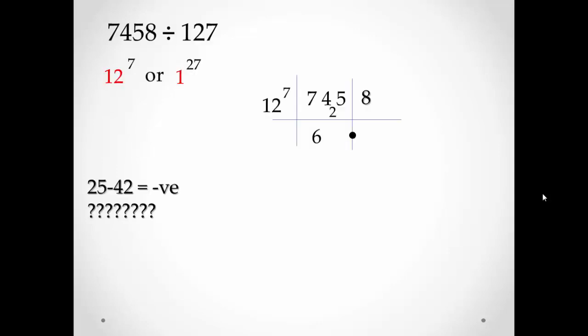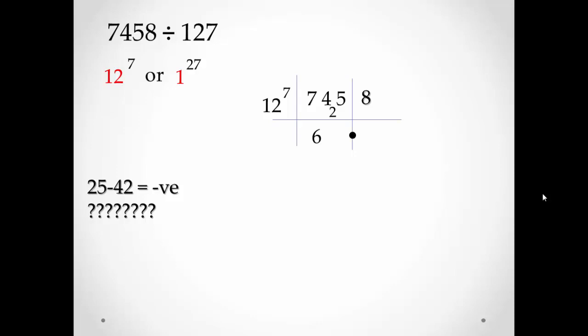7458 by 127. So we can write this problem either way. Either we can write 12 below and 7 above, or 1 below and 27 above. If we go with the second case, that is 1 below and 27 above, then I think it would take more time, because dividing by 1 would not affect it much and it will keep on increasing our steps. So rather we'll write 12 below and 7 above.